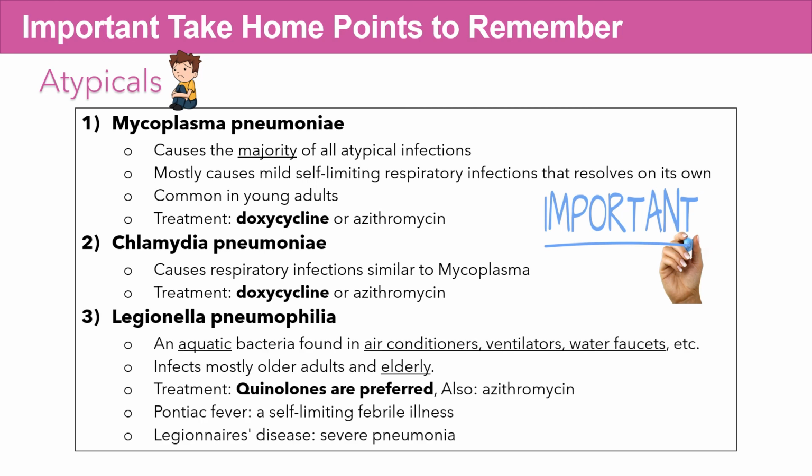Legionella pneumophila is an aquatic bacteria that's found in air conditioners, ventilators, water faucets, etc. It infects mostly older adults and the elderly. For Legionella, quinolones are preferred as the treatment of choice, but azithromycin can also be used. A self-limiting febrile illness caused by Legionella is named Pontiac fever. When you get a severe pneumonia caused by Legionella, this is called Legionnaire's disease.